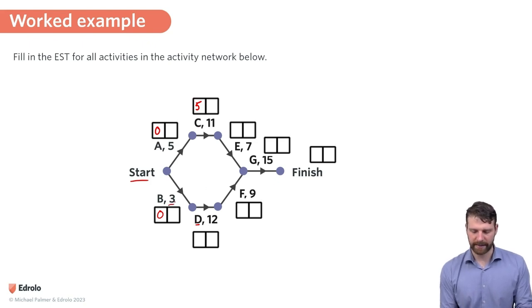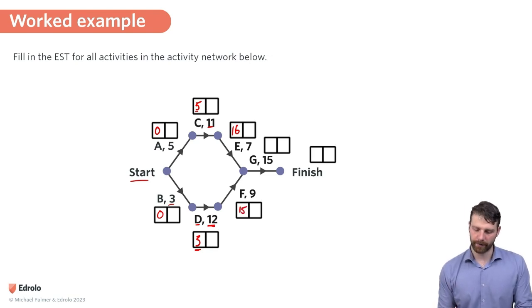And I think because B takes 3 minutes to complete, then the earliest start time for D will be 3. Looking at E, if my earliest start time for C is 5 minutes and it takes 11 minutes to finish C, then I think that the earliest start time for E is 16 minutes. And likewise for F, it takes 12 minutes to finish D, and we can only start it in the 3rd minute, and that gives me an earliest start time of 15 for F.